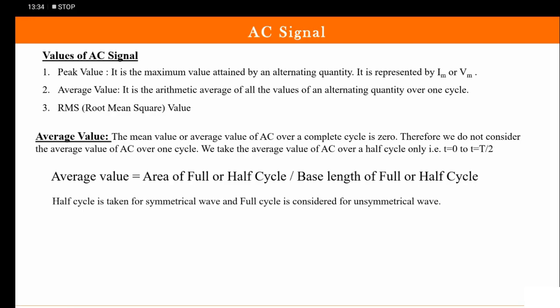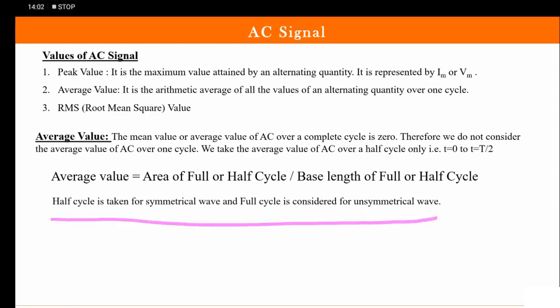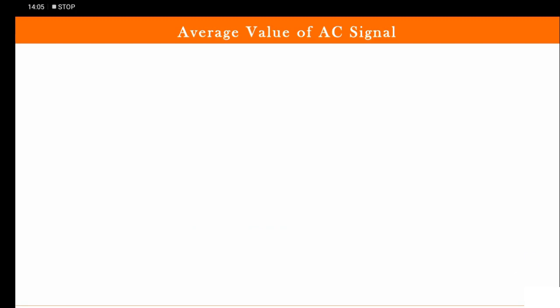So the same is given here, that half cycle is taken for the symmetrical wave and full cycle is taken for unsymmetrical wave. Fine. Now please understand this very carefully, because this type of numerical which we are going to cover after this comes in examination, right? So this last line plays a very important role. So let us understand how to calculate the average value of any AC signal.